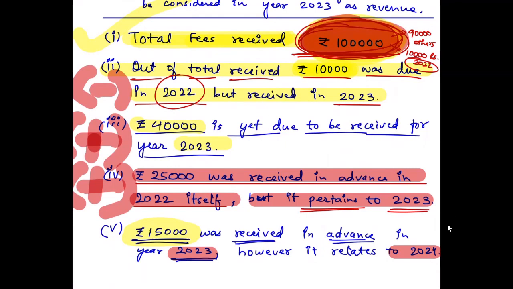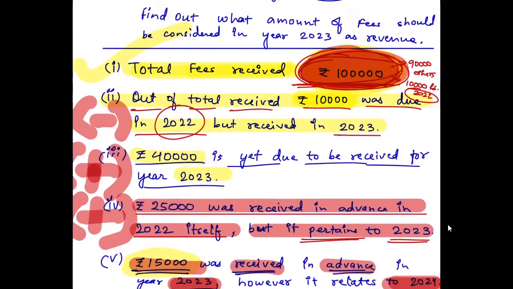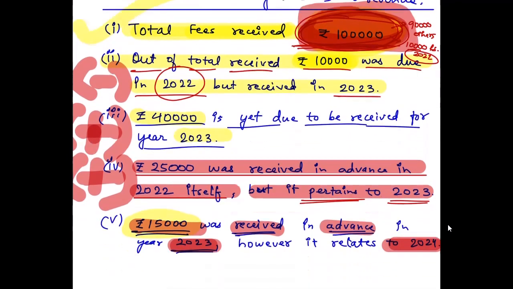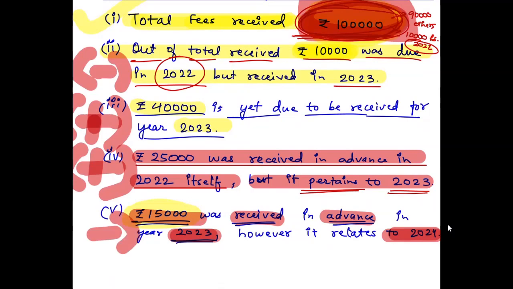Okay. And at the end, last part, 15,000 was received in advance in year 2023, but it pertains to 2024. So if 15,000 is included in this 1 lakh rupees, what I will do? I will deduct it because it is not for my current year. This is for the next year, that is 2024. These are the 4 adjustments which I did.